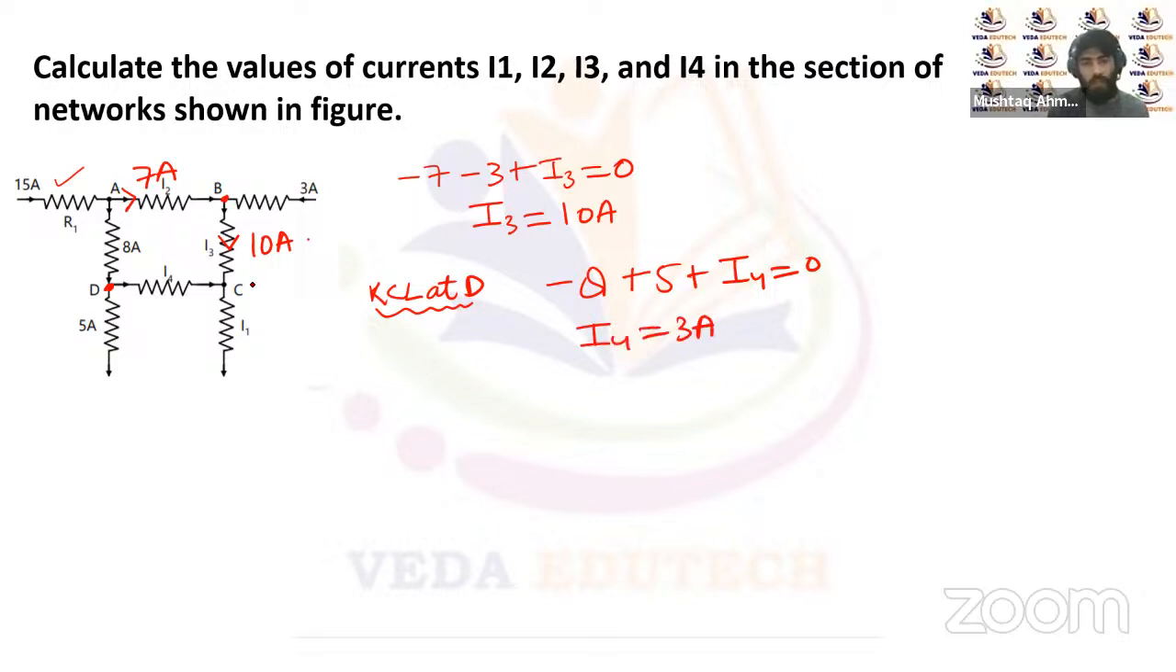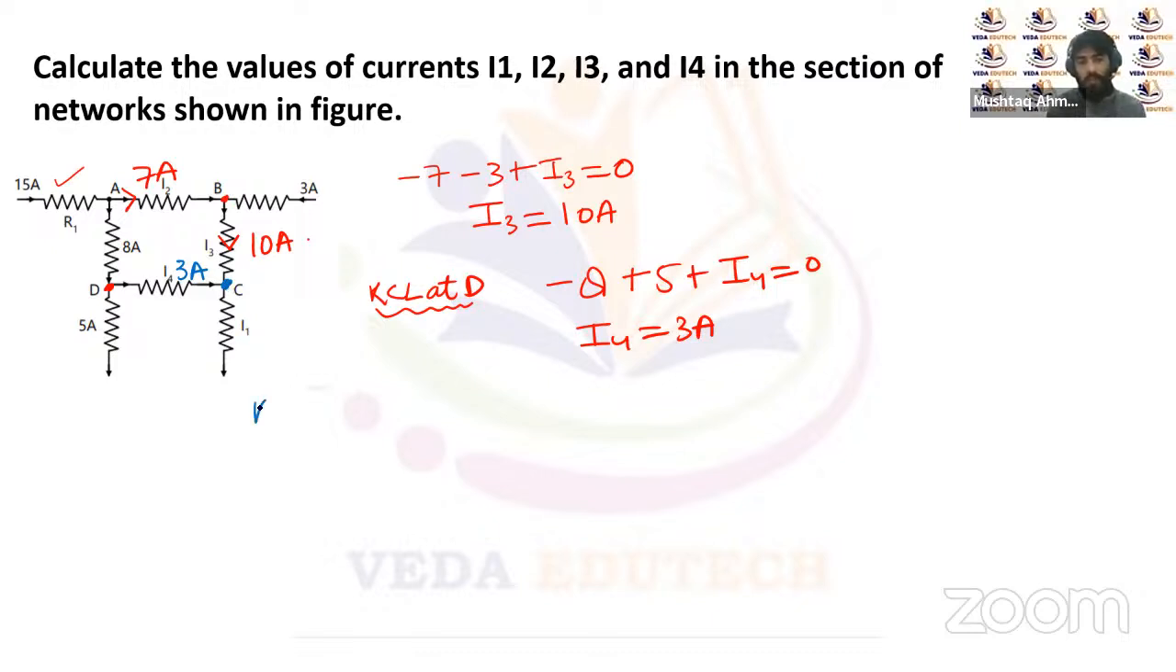It means that I4 has to be equal to 3 amperes. The current actually flowing through this, I4, is equal to 4 amperes, sorry, 3 amperes. So now let's look at this junction C here. At junction C, you can see 3 amperes of current is entering, and 10 ampere current is also entering at the junction C.